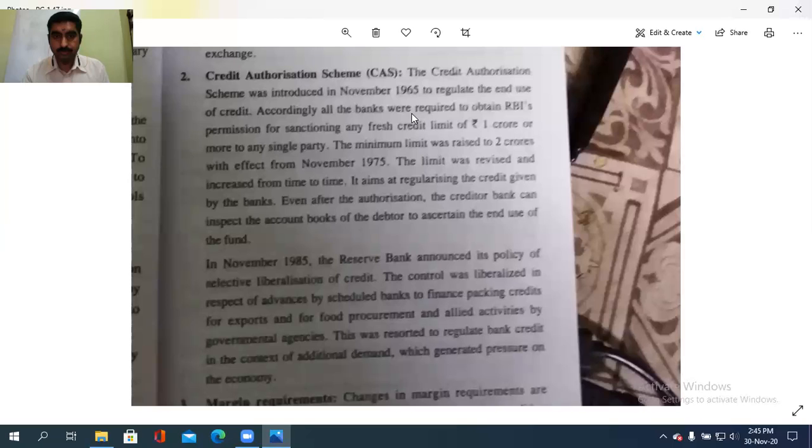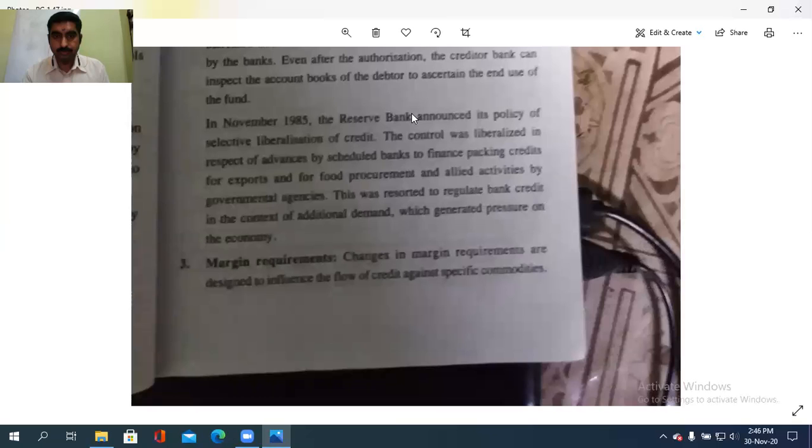Accordingly, all the banks were required to obtain RBI's permission for sanctioning any fresh credit limit of rupees 1 crore or more to any single party. If credit is to be given to more than one person, then sanctioning by the RBI is required. Any fresh credit limit of rupees 1 crore. The limit was raised to 2 crores with effect from November 1975. The limit was revised and increased from time to time and aims at regularizing the credit given by the banks also. So that is the case, Credit Authorization Scheme.